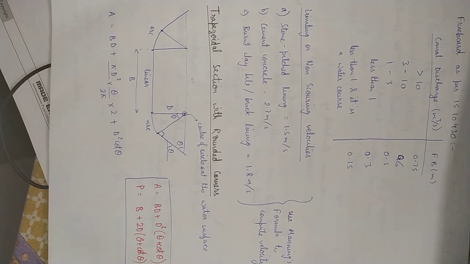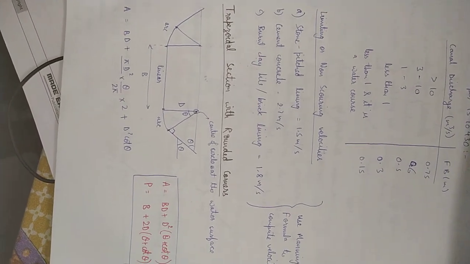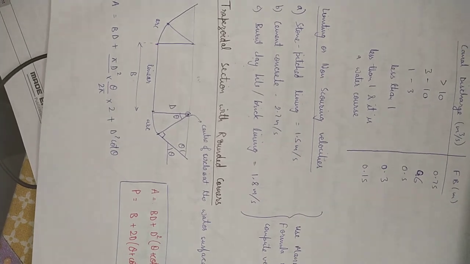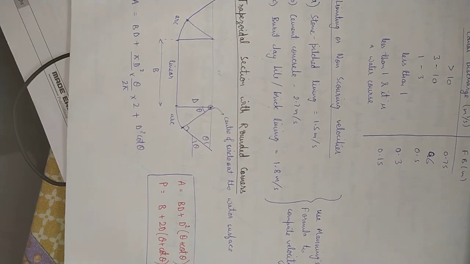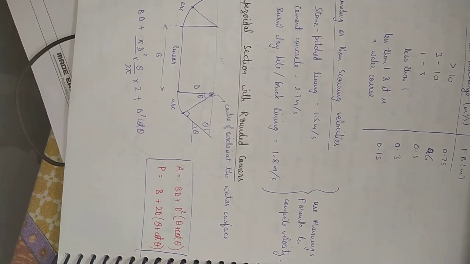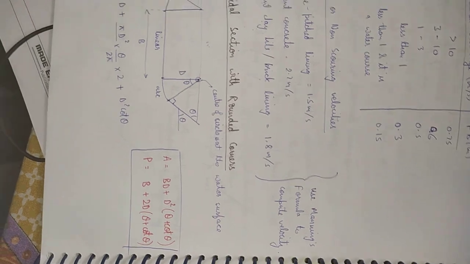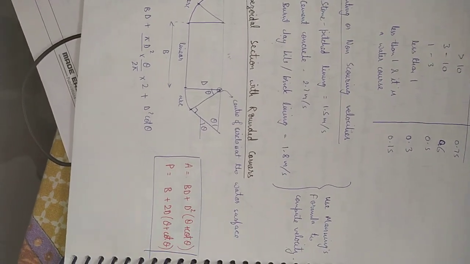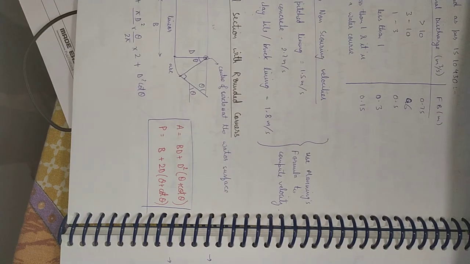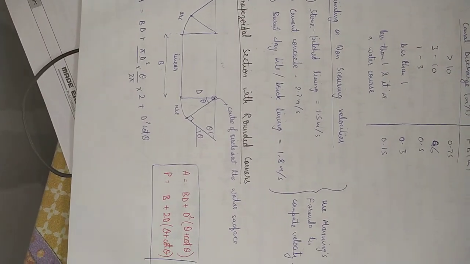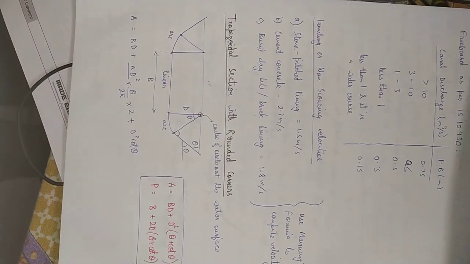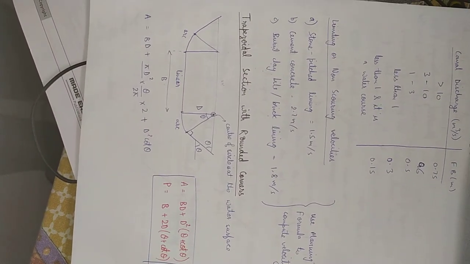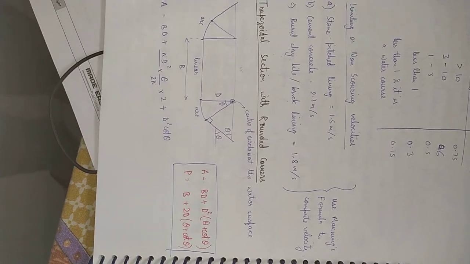Manning's formula is used to compute velocities of these channels. If it's a trapezoidal section with rounded corners, then area is given by BD plus D square multiplied by theta plus cot theta, and wetted perimeter is given by B plus 2D into theta plus cot theta. And if we need to find out area and perimeter of triangular section with rounded corners, then simply put B is equal to 0 in formulas for trapezoidal section.